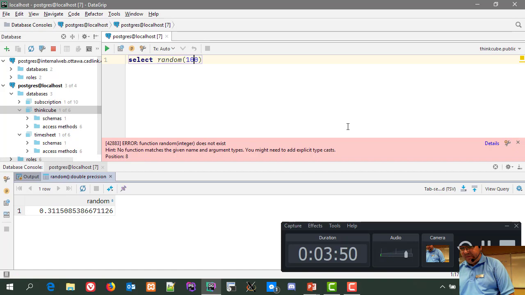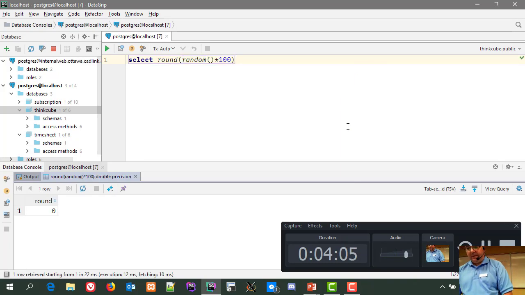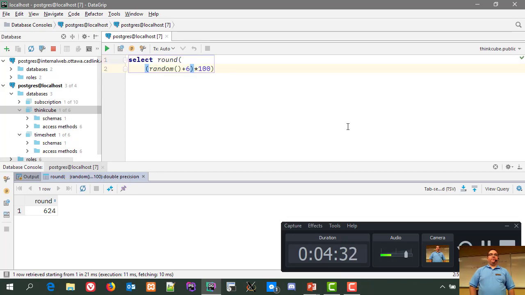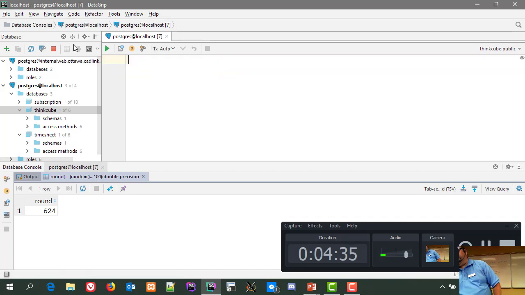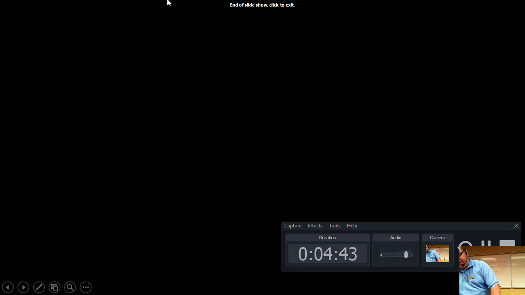No, that's not how that works. It's times. And then you can go, or you can go. And there's a few other tricks where you can actually do a dice roll. I have an example somewhere of how to calculate the dice roll. But you'll learn about random in Java. Okay, so that's the math functions.